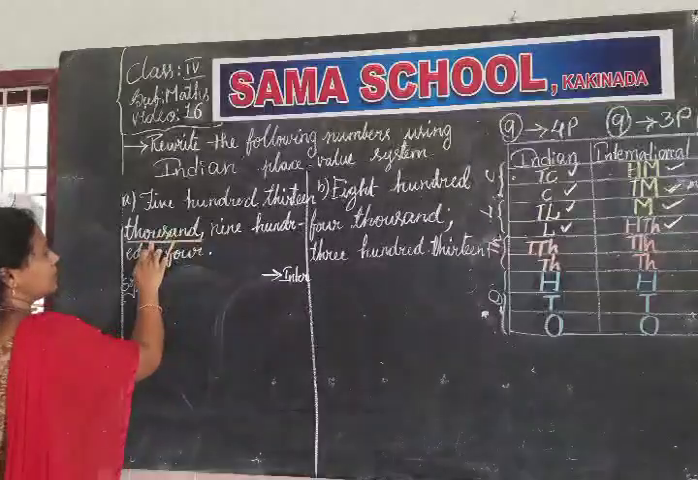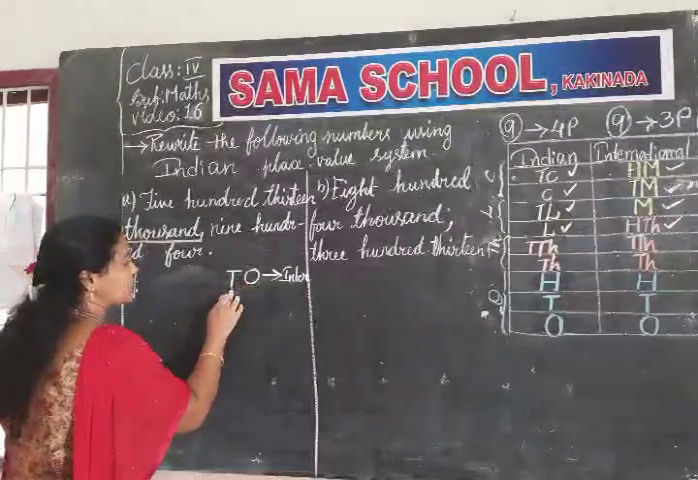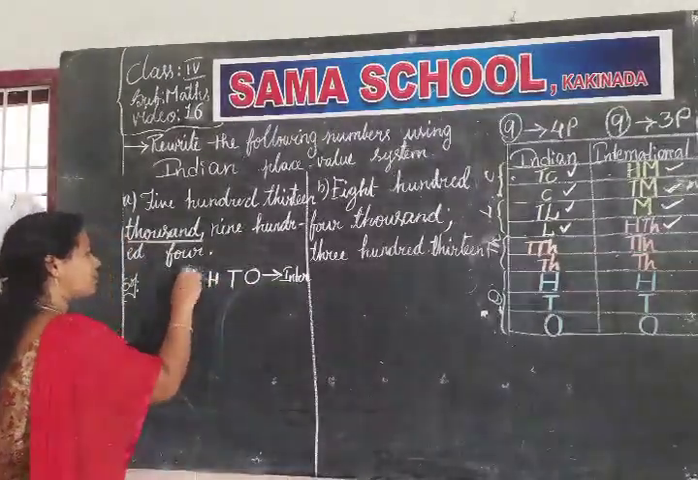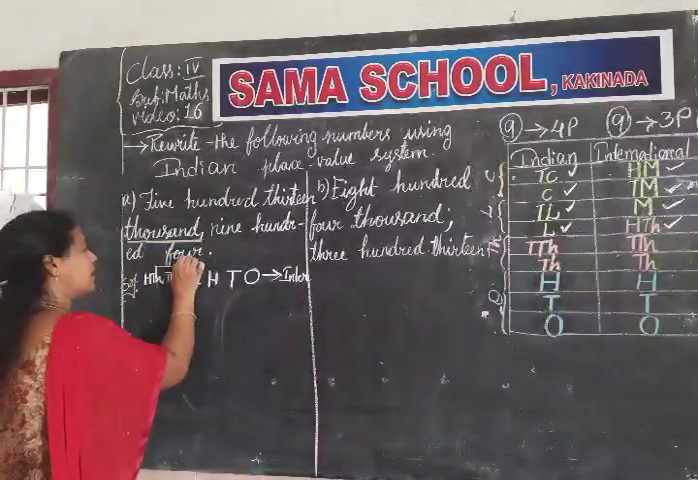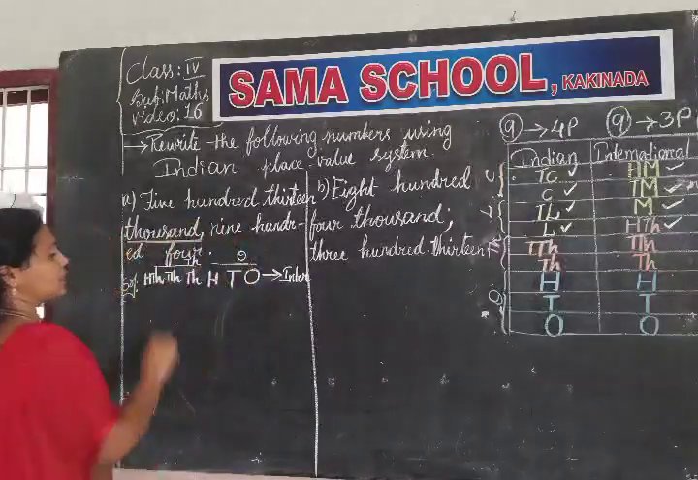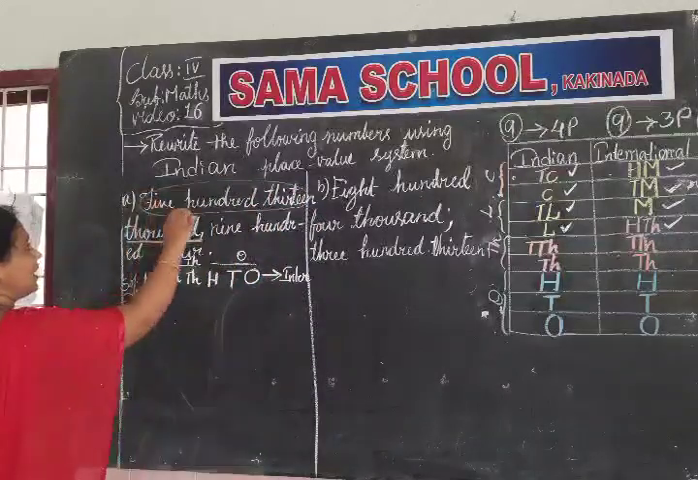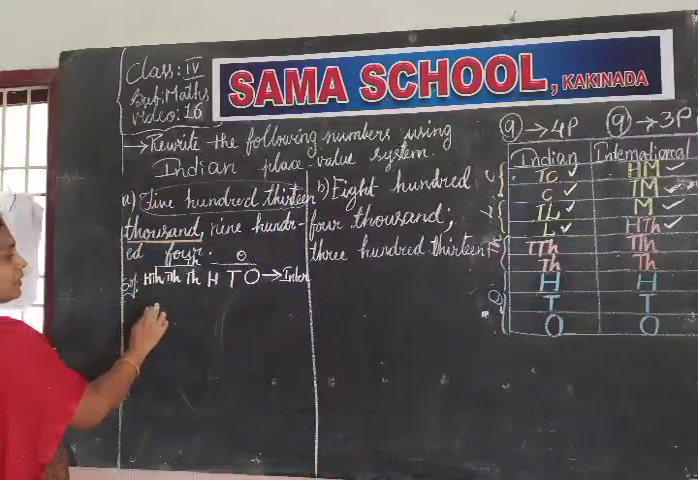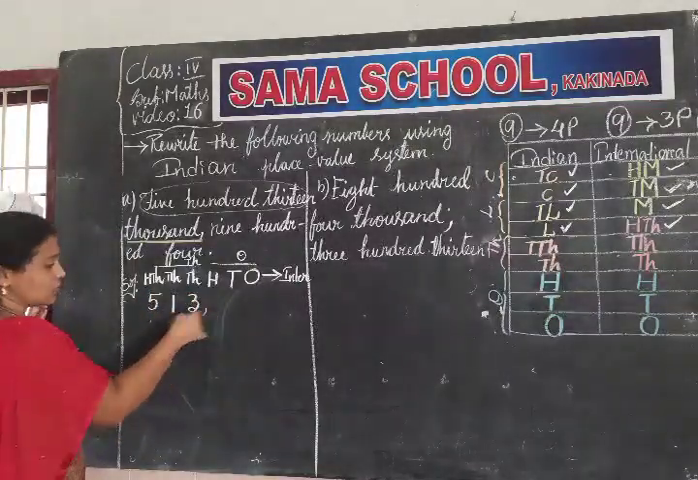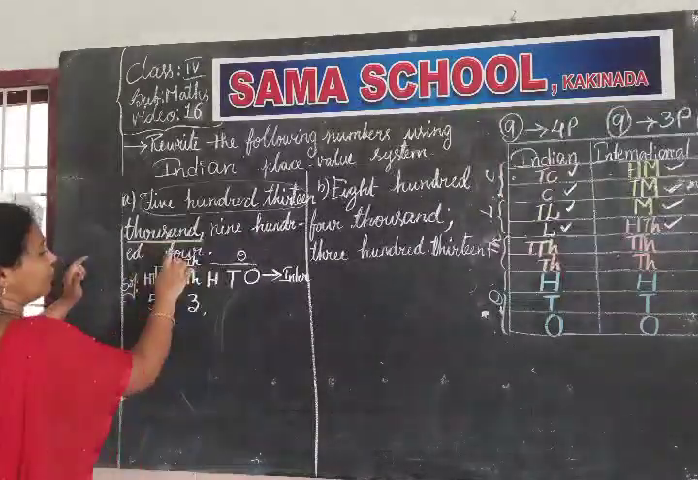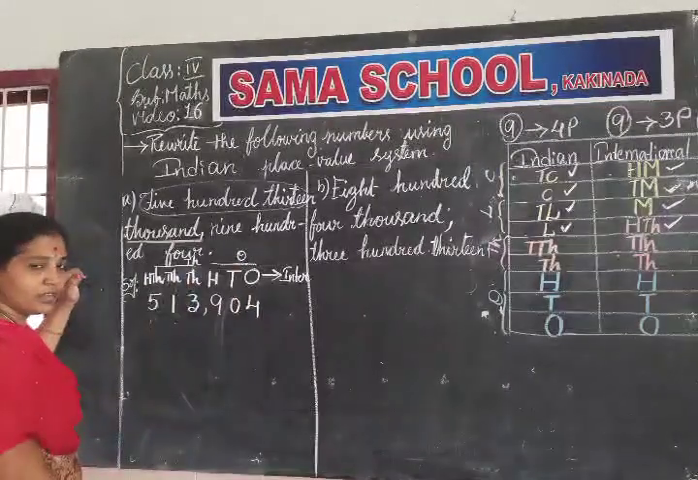So, the number name starts with thousands period. Up to thousands period, we write the places. Ones, tens, hundred, thousand, 10,000, 100,000. This is in thousands period. This is in ones period. Let us see. 513. This number is in which period? Thousands period. Come on. 513,000. 904. 904 is in ones period. Very easy, na?